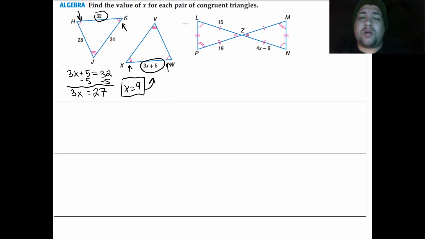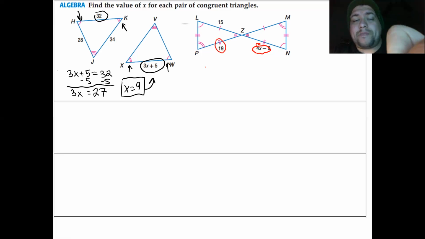Looking at the next part, the problem right next to it, I'll do it in a different color so we don't mix these things up. Again, we want to solve for the value of x, and it's on the 2 side, so I know I'm going to be able to match it up with this 2 side right here. Those parts are congruent to each other, so 19 is equal to 4x minus 9.